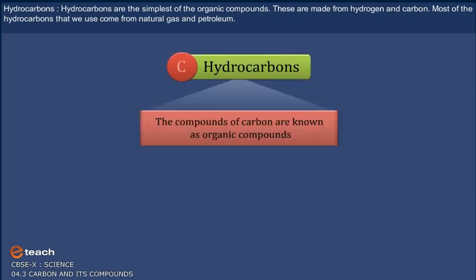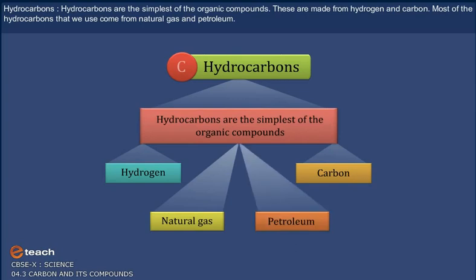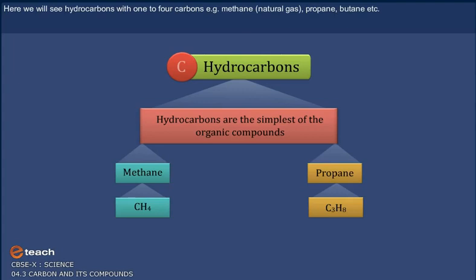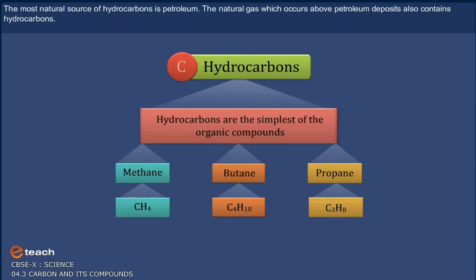Hydrocarbons. Hydrocarbons are the simplest of the organic compounds. These are made up of hydrogen and carbon. Most of the hydrocarbons that we use come from natural gas and petroleum. Here we will see hydrocarbons with 1 to 4 carbons. Examples: methane, ethane, propane, butane, etc. The most natural source of hydrocarbons is petroleum. The natural gas which occurs above petroleum deposits also contains hydrocarbons.